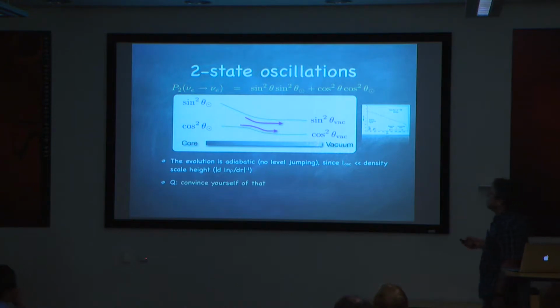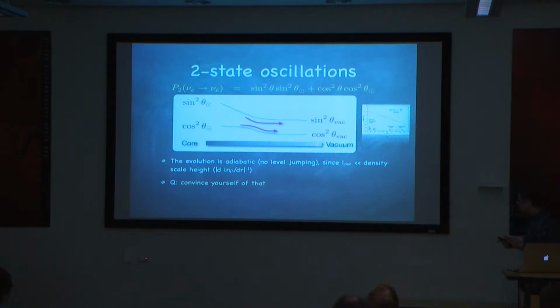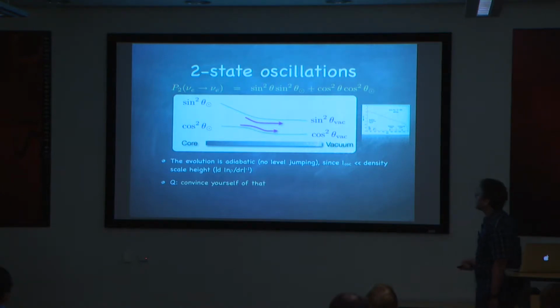Now, the idea is very simple. If you do a 2-state oscillation problem, then you can just require that the evolution is adiabatic, which means that if your neutrino finds itself in this state, then it doesn't jump to the other state, it just stays in this state. You create an electron neutrino, you project it on the basis of eigenstates in the center of the sun, and then you project it back in vacuum, and this gives you the conversion probability. So this is the expression for a 2-flavor survival probability in the sun. These are just sines and cosines from the projections.